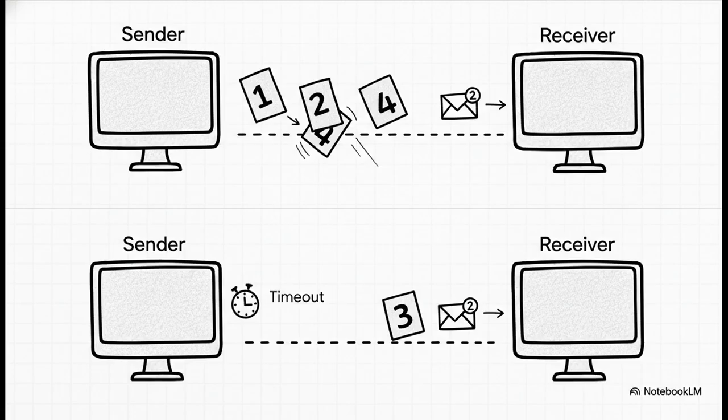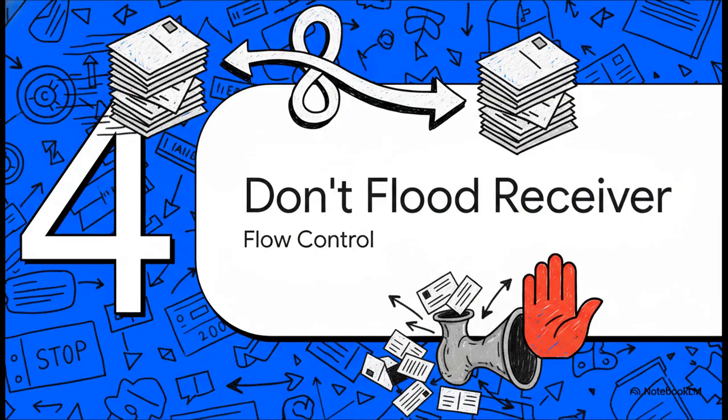So if the sender doesn't get an ACK for postcard number 3 after a little while, it just assumes it got lost and sends it again. It's a simple idea that makes sure nothing is ever lost for good. So we've solved for lost and out-of-order data. That's huge. But there's another potential problem.